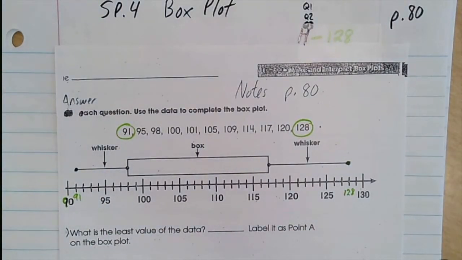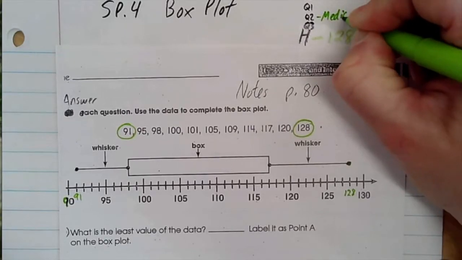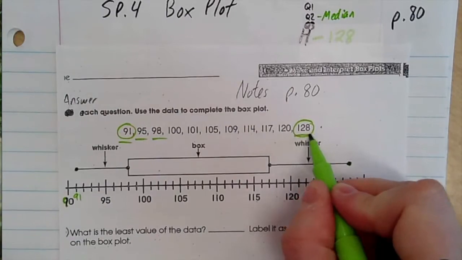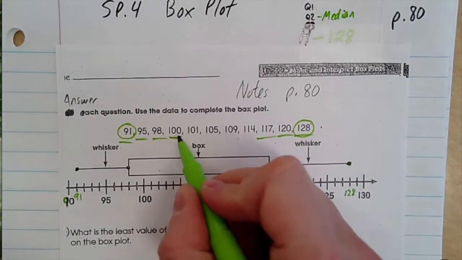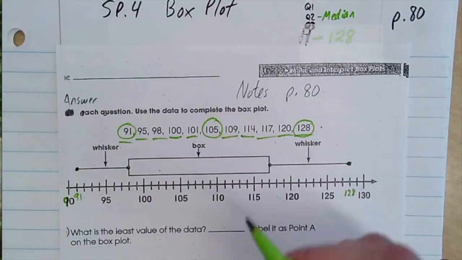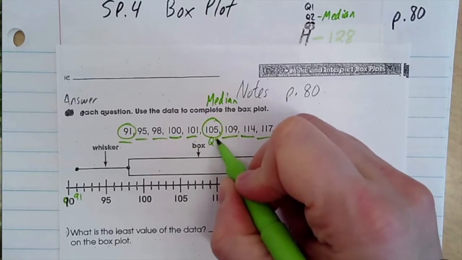In order to find quartile 1, 2, and 3, you have to find quartile 2 first. Remember, quartile 2 is your median. You have to find the middle, and you can do that several ways. You can go 1, 2, 3 on this side, and then 1, 2, 3 on this side, and right there is 105. That is your median. We also refer to that as quartile 2.